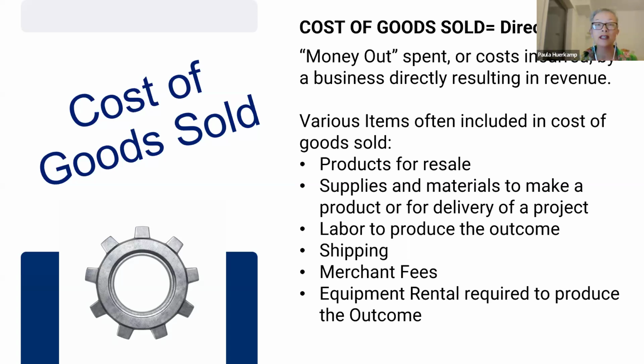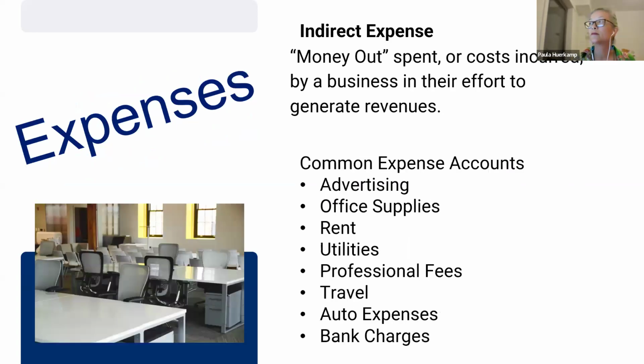So the supply, or even the paper liners of the cupcake cup, right? That is a supply or a material to make that product. Shipping fees, merchant fees, rental equipment. If you're a landscaping business and you rent a certain large piece of equipment to dig something out that is needed to make that installation, that would also fall under cost of goods sold.